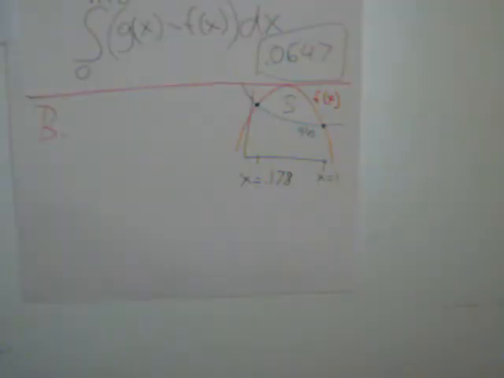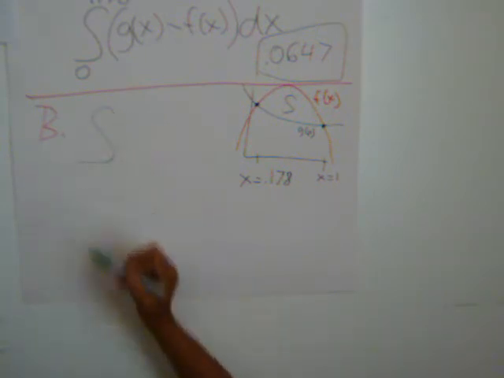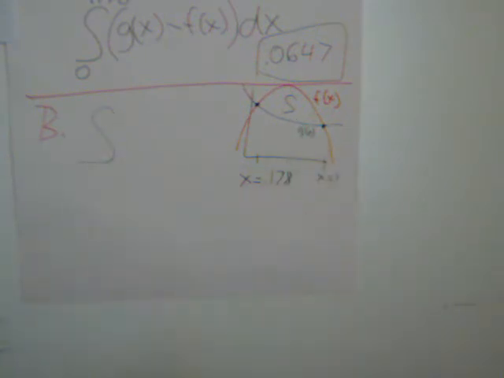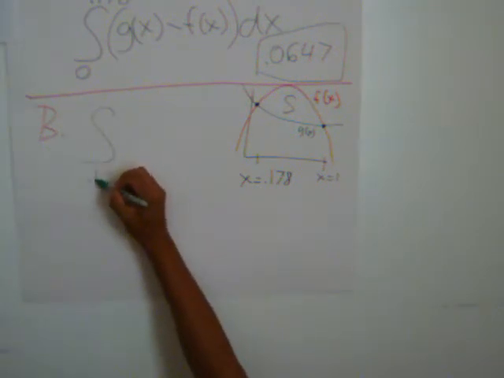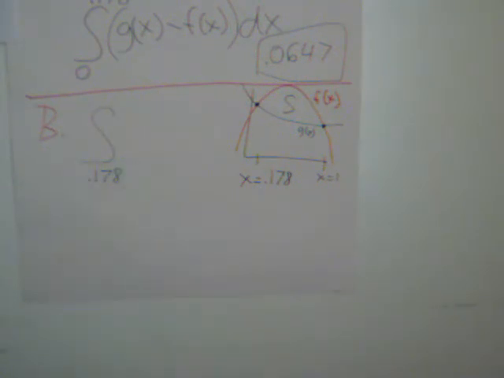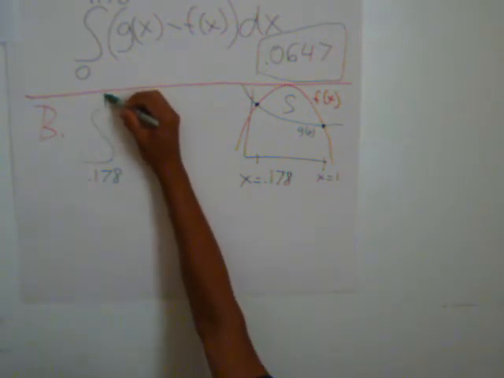Now, for B, it's the same concept as A. This time, we're looking for the area of S. First, you set up your integral. Then, you set up your lower bound, which in this case happens to be x equals 0.178. Then, you're going to use the second intersection point to set up your upper bound of your integral, which in this case is x equals 1.